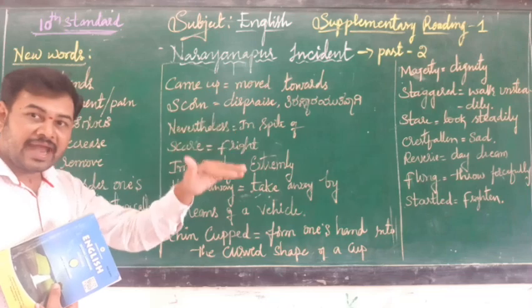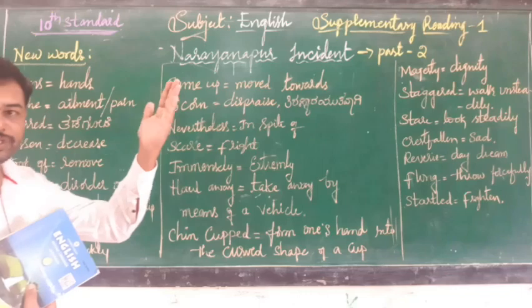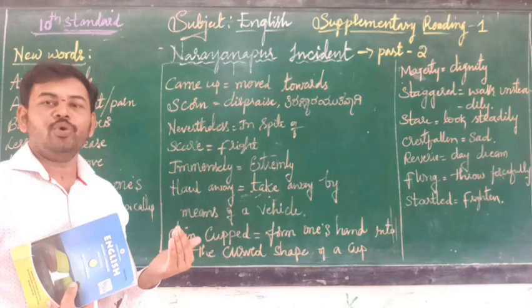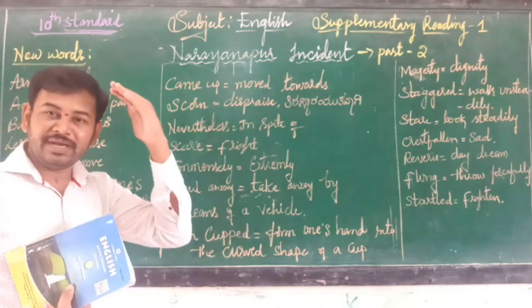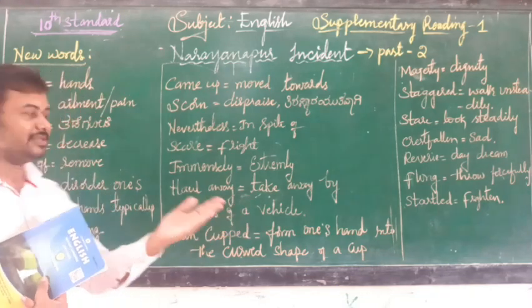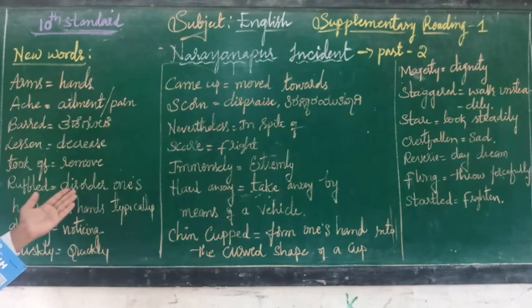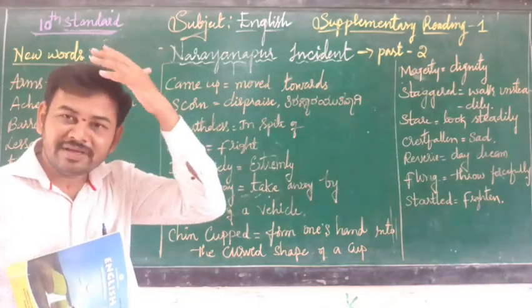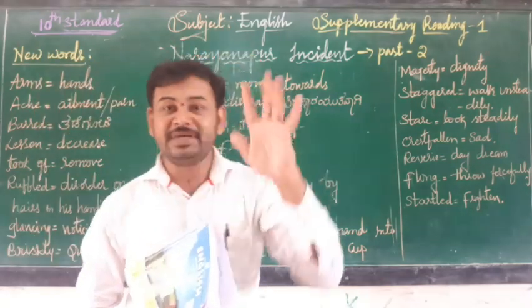This line had lesson. Then took off, remove. See, who removed, took off in past tense, removed. Who removed here and what removed here? The hat of the policeman had been removed from him. Got it? Then ruffled means disorder one's hairs in his hands typically. He ruffled his hairs. The police officer disordered his hairs typically.